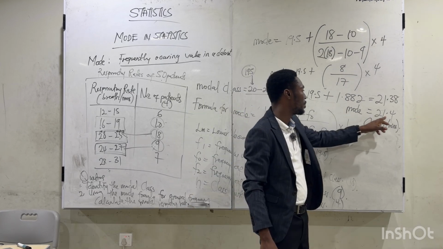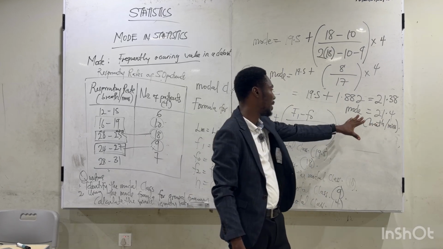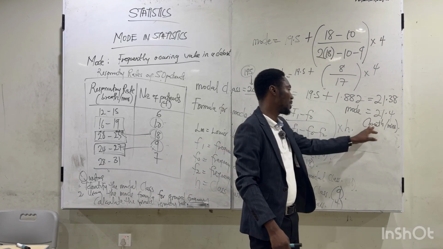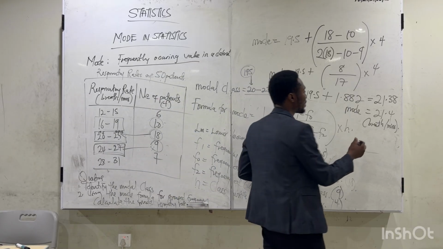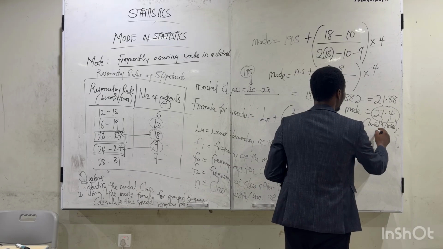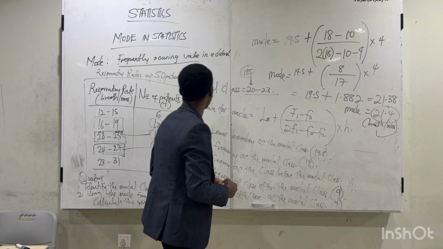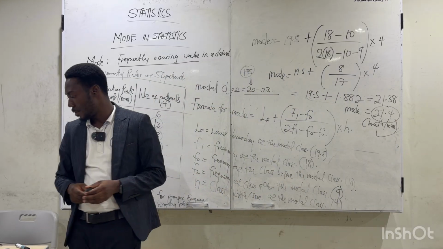We have 21.4. You can leave the answer over here, 21.4. But remember to add the units. Okay, so this becomes our mode. Is that okay? Great. All right.